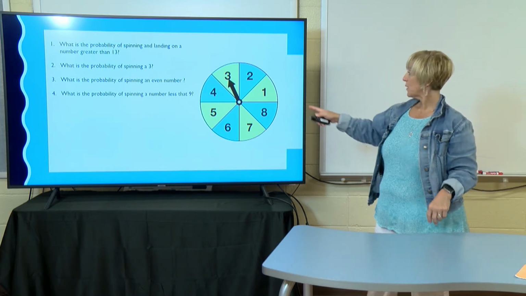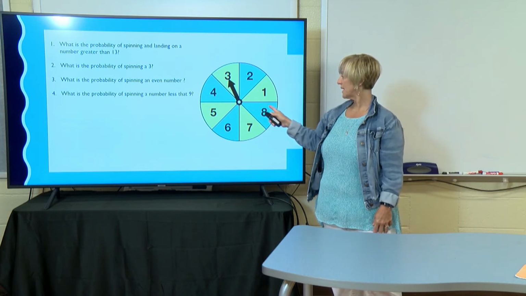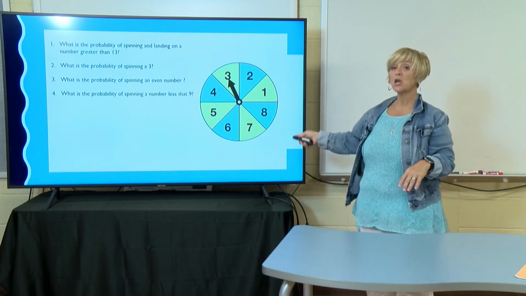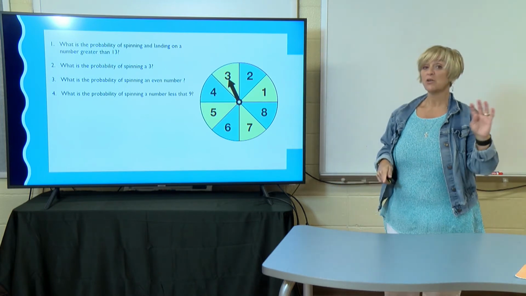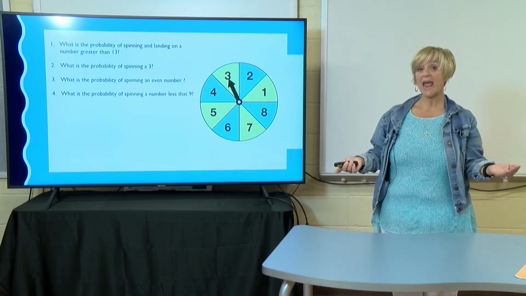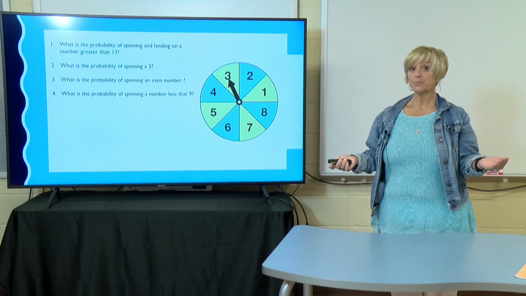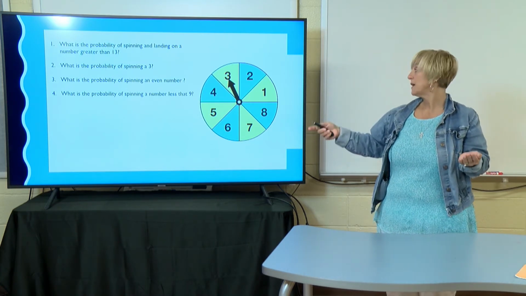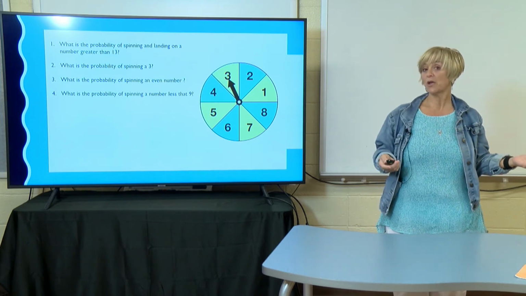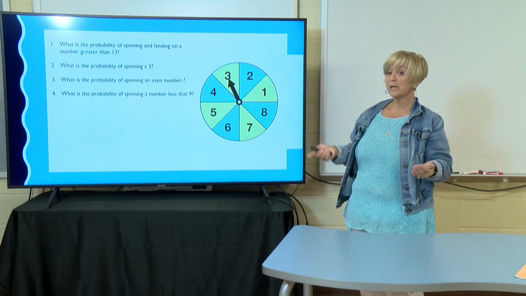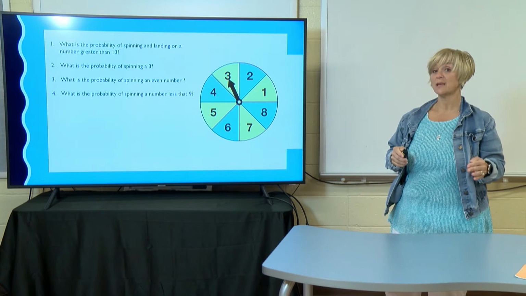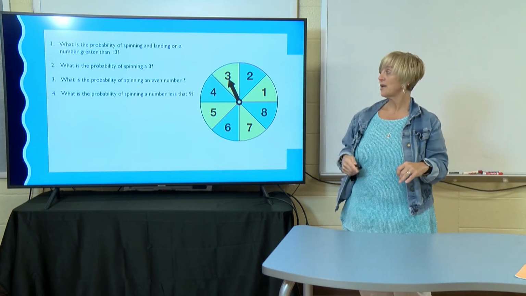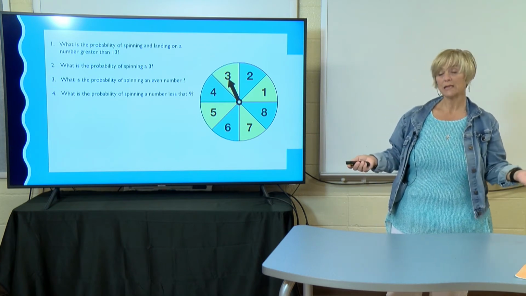Well, let's look. We have 2, 4, 6, and 8. That's 4 even numbers out of a total of 8 numbers. So 4 out of 8, that's 1/2. That's pretty likely, right? I mean, we are equally likely to spin an even number as we are an odd number. So number 3, we have a 50-50 chance of spinning an even number or an odd number. So number 3 is equally likely.